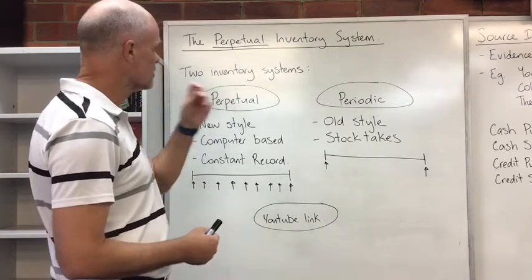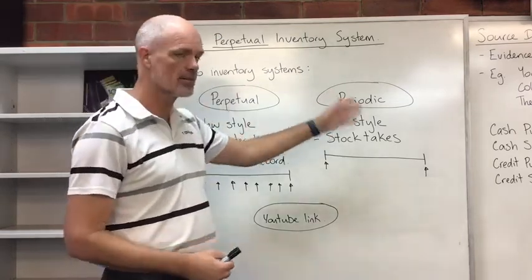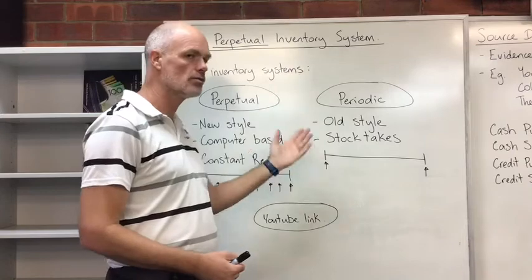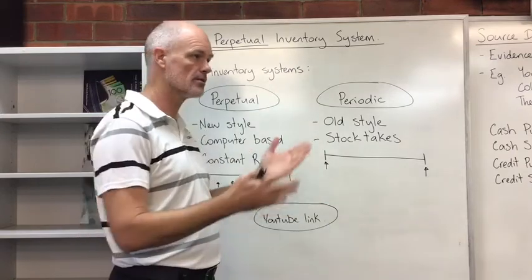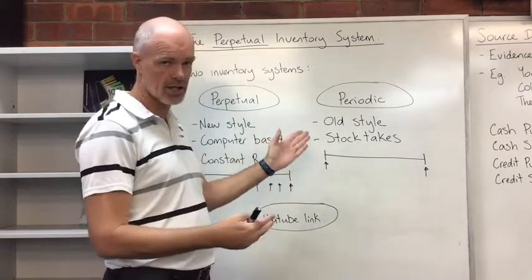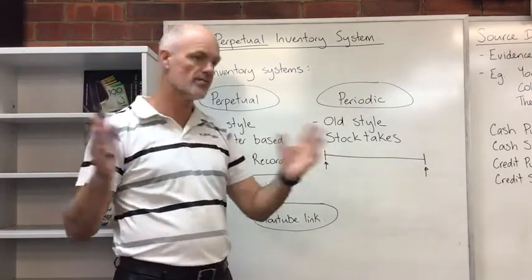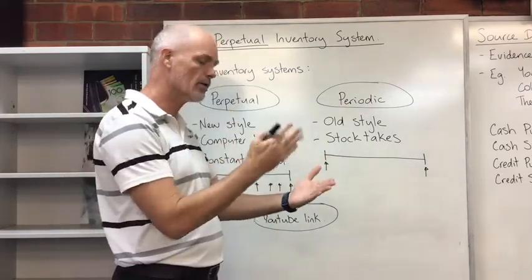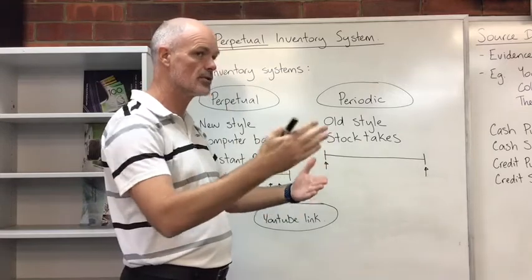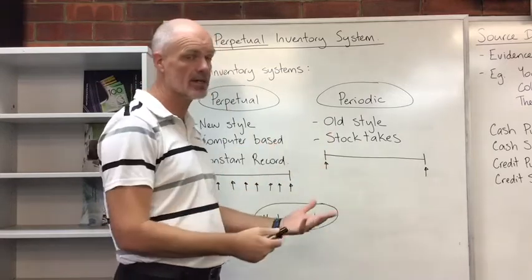So the two inventory systems: perpetual and periodic. Periodic is basically the old style of looking after inventory, the old style of doing stock takes. At the start of a period, you go around and you count all your inventory. You take a record of every individual type of inventory, how many you've got.